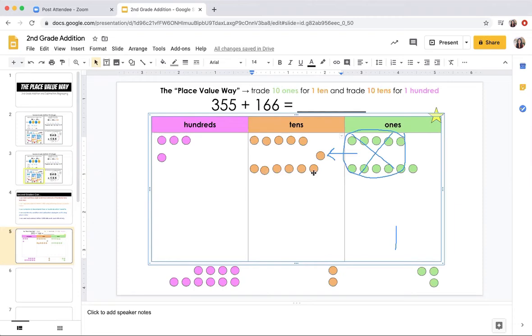I have 5, 10, 11, 12. Same thing. I cannot have 12 tens in my tens place, 9 or less. So I need to trade 10 of my tens for 100. So I'm going to bundle them up, circle them here, and trade them for 100.